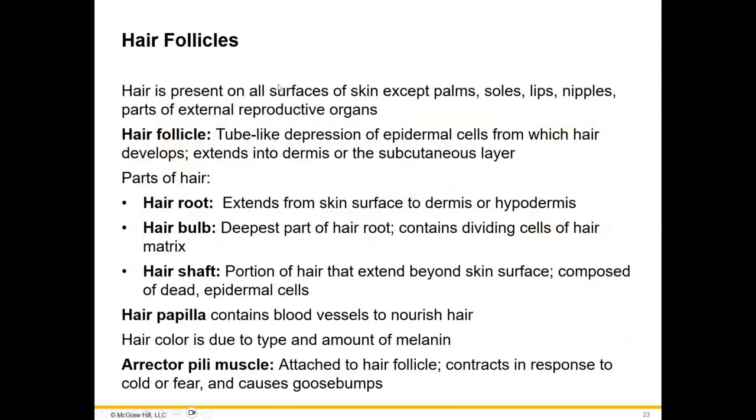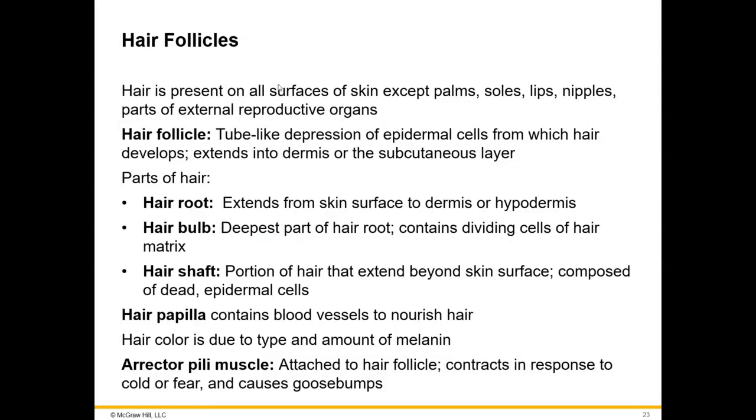Okay, next, the hair follicles. So hair is going to be present on all your surfaces of skin except your palms and soles and the lips and nipples and parts of the external reproductive organs. The hair follicle is the tube-like depression of the epidermal cells from which the hair develops. It extends into the dermis or the subcutaneous layer.